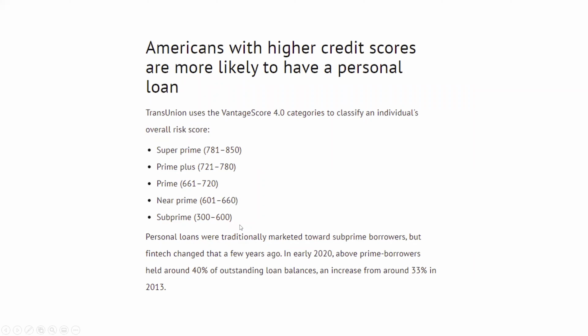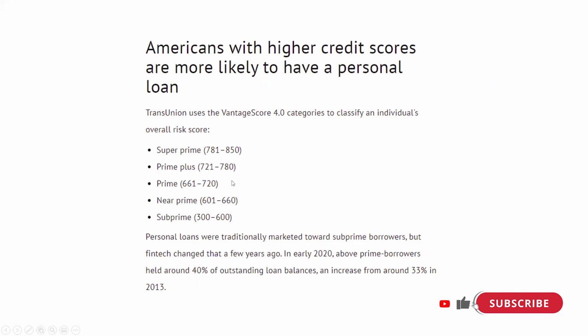Okay, so what does it tell you? This tells me that if you are in the subprime category, the amount of loan you can take, I believe, will be lesser because you are deemed to be riskier. Perhaps the interest that's placed on you will be higher, something similar. And I don't think it's that easy for you to access loans as compared to the super prime or the prime plus or prime.